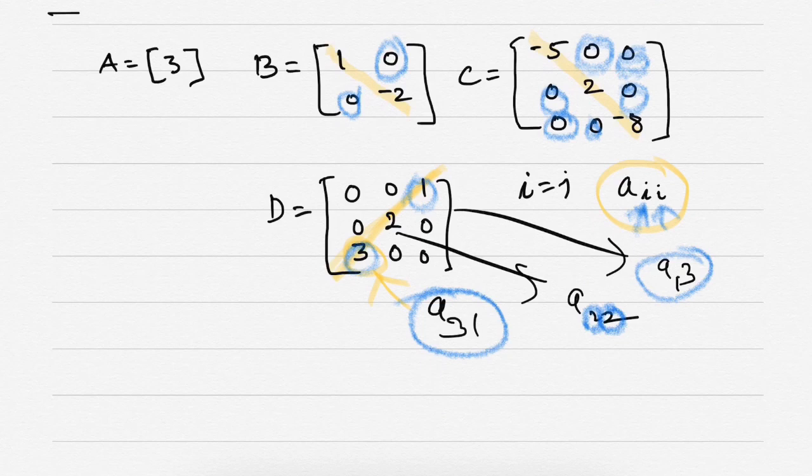Diagonal elements will be the elements in which the number of rows and the number of columns are identical, equal. In matrix A, there is only one element, that is 3, which is equal to A11. So this also satisfies the definition of diagonal. So in all three cases, A, B and C, all elements except the diagonal elements are 0. Only the diagonal elements are not 0. Other elements are 0. So matrices A, B, C are called diagonal matrices.